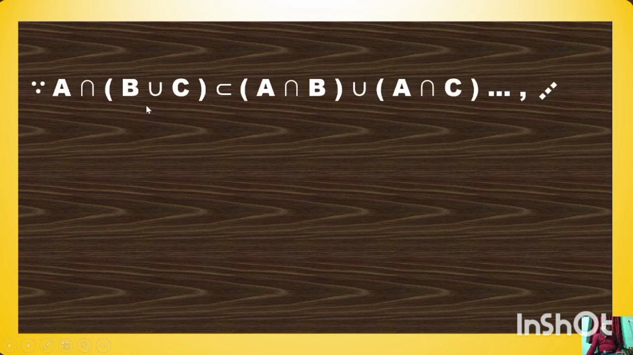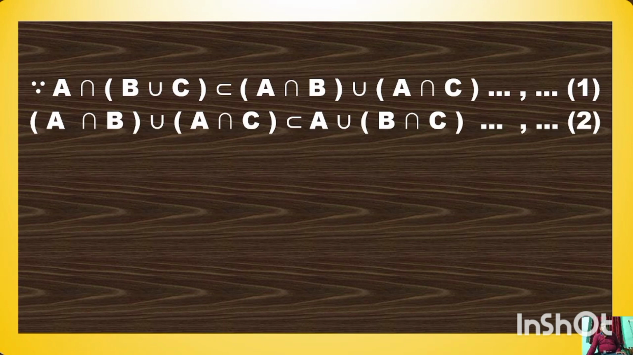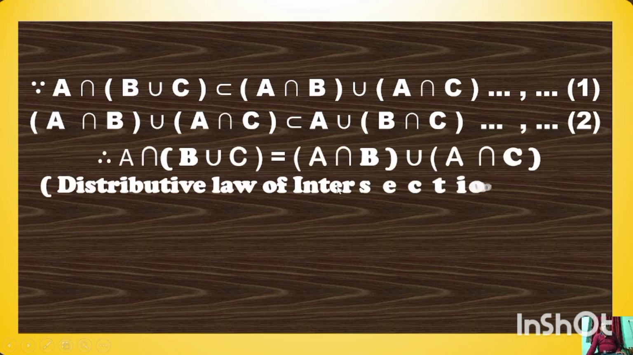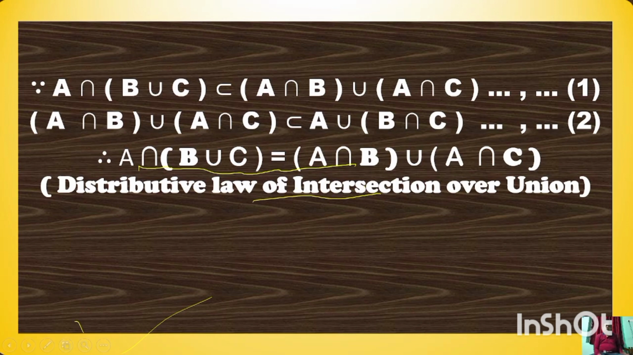Thus we get A intersection whole B union C is a subset of A intersection B union A intersection C. In both cases we got it. This is how we have to prove it. We proved the distributive law of intersection over union. Understand or not? So it is a very important statement. Once again, watch again and again and also practice.